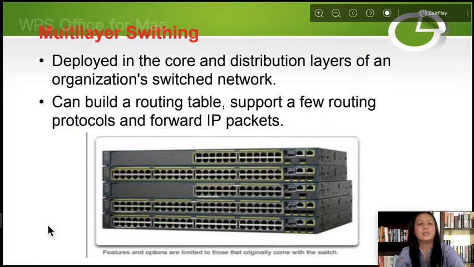Multilayer switching, deployed in the core and distribution layers of an organization's switched network, can build a routing table, support a few routing protocols, and forward IP packets. So this is the example of this.